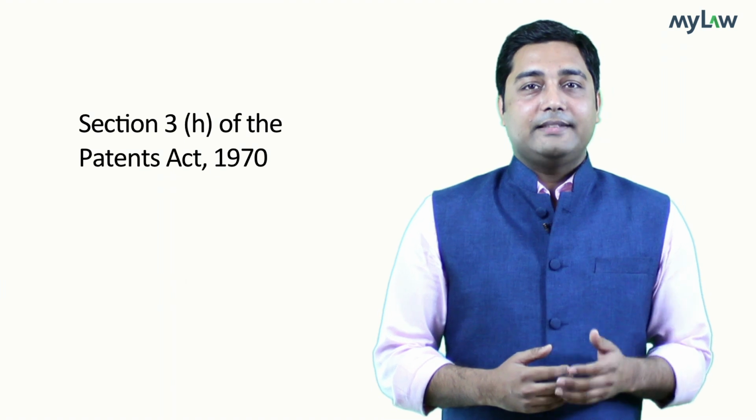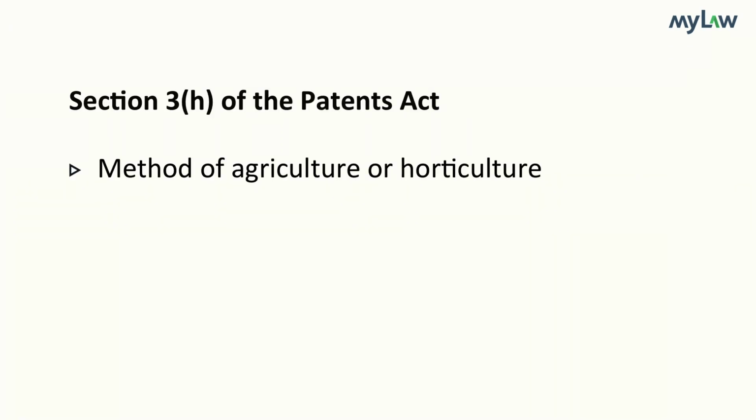Section 3G was omitted in the 2005 amendment. Next, we will discuss Section 3H, which is a section that protects farmers. It says that a process of doing agriculture or horticulture is not patentable.